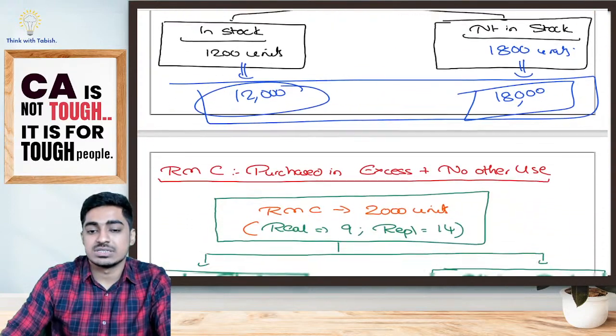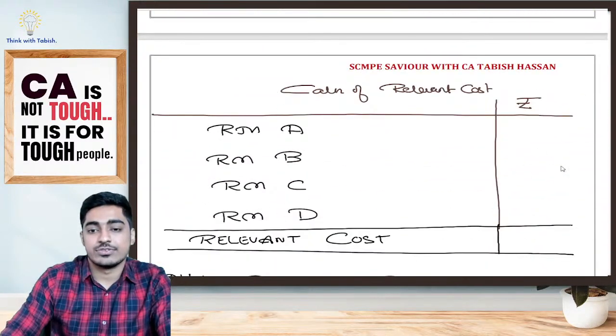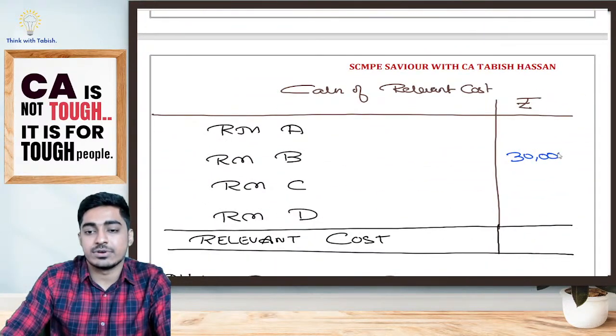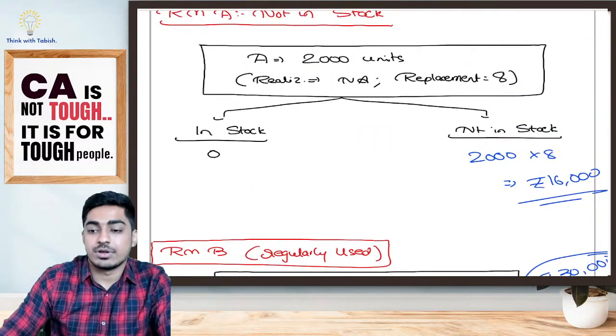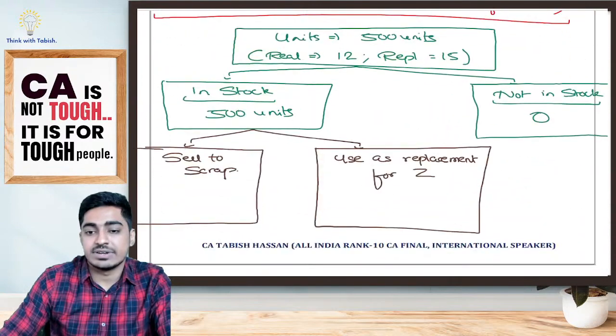Clear, students? 30,000 is relevant for raw material B. For raw material A, 16,000 is relevant.